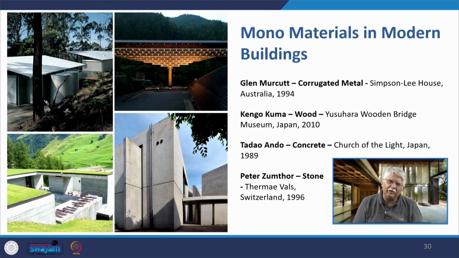Monomaterials used in modern buildings like Glenn Murcutt's corrugated metal in this building, Kengo Kuma using wood, Tadao Ando using exposed fine finished concrete, and Peter Zumthor using stone in his building the Therme Vals in Switzerland.